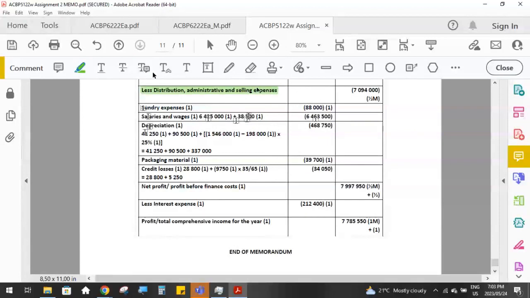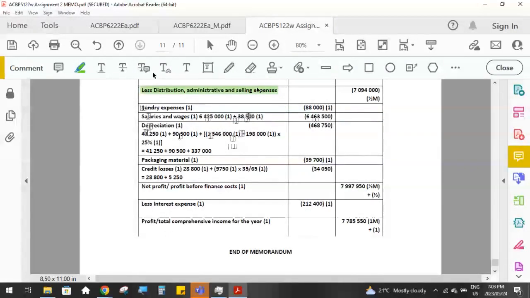Depreciation, this was the depreciation. This 41250 was what they gave us. The 90,500 was what they gave us as the equipment depreciation. And then you had to calculate the vehicle's depreciation, which was 25% on cost.